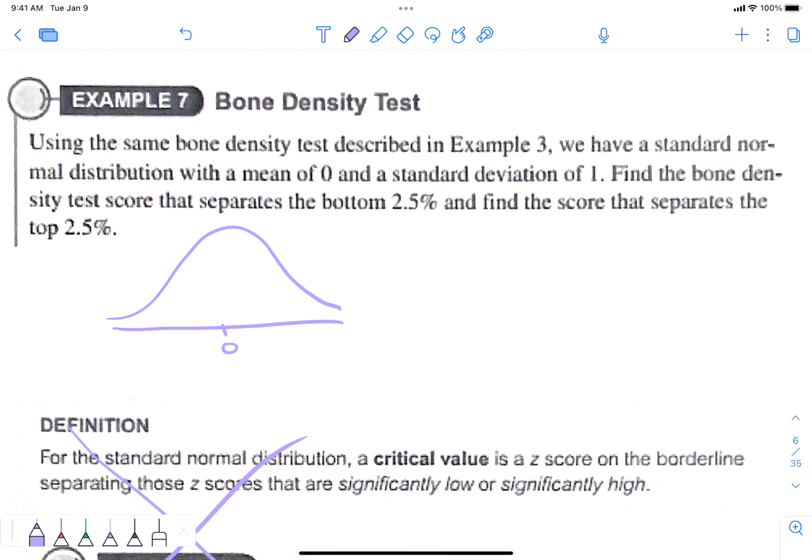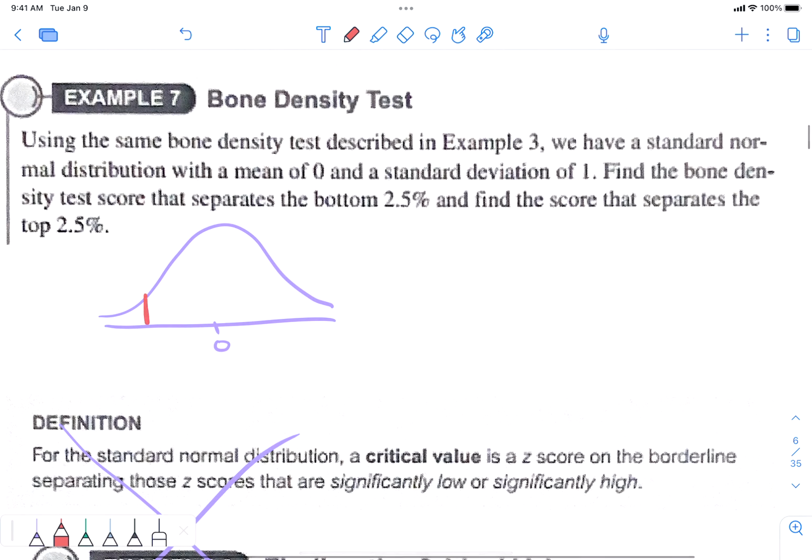Okay, using the same bone density test described in example 3, we have a standard normal distribution with a mean of 0, standard deviation of 1. Find the bone density test score that separates the bottom 2.5% from the top 2.5%. So we're finding two numbers, right? We're finding this bottom 2.5%, over here, and the top 2.5%.